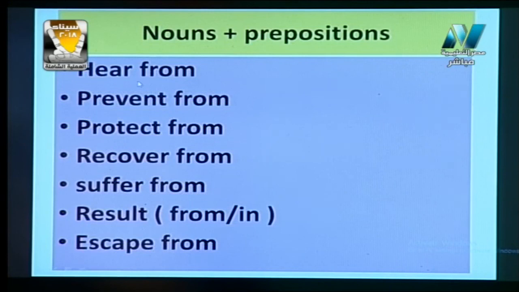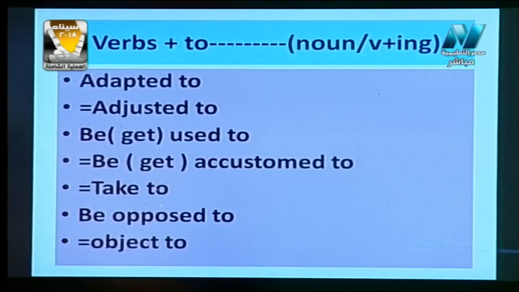hear from يتلقى أخبارا من prevent from معناها يمنع من protect from يحمي من recover from يشفى من suffer from يعاني من واخدنا result from أو in والفرق بتاعهم escape from يهرب من دي بعض التعبيرات اللي بيجي بعدها verb by ing أو noun زي adapted to يتكيف مع adapt to adjusted to معناها نفس المعنى يتكيف get أو be used to be أو get used to be معناها يعتاد على وبيسويها be أو get accustomed to كل التعبيرات دي بتنتهي بتو لكنها بتتبع V-ing أو noun.